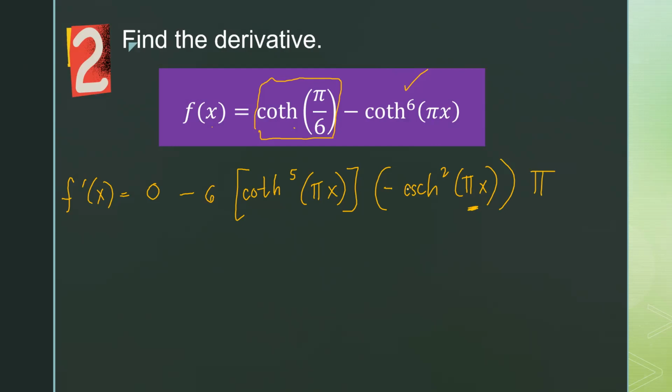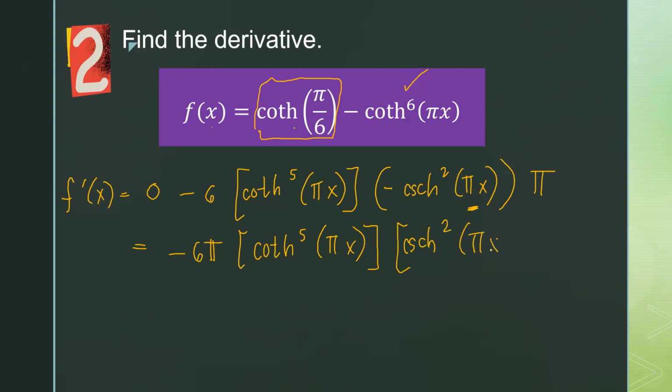Ayan. So, pwede natin i-rearrange yung ating factors. That will be negative 6 pi. Tapos, we have cos to the 5th of pi x. And then, cosecant hyperbolic squared of pi x. Yan. Yung negative, nilagay na lang natin sa unahan together with the 6 and the pi. Okay, so this is our answer for question number 2.